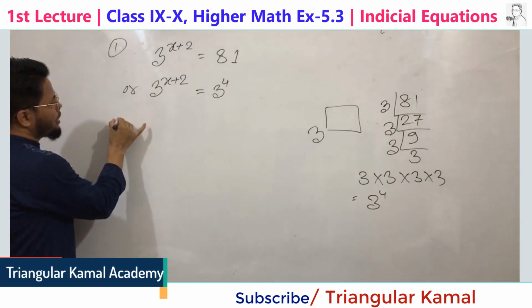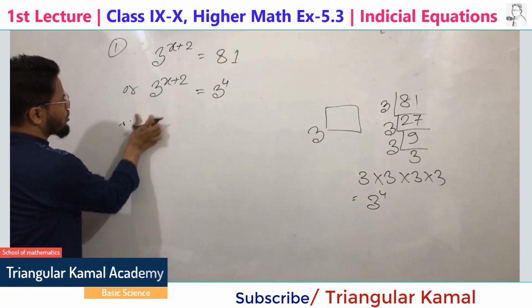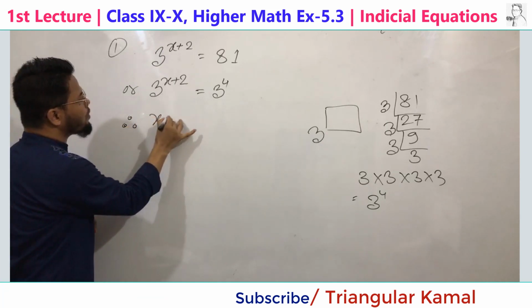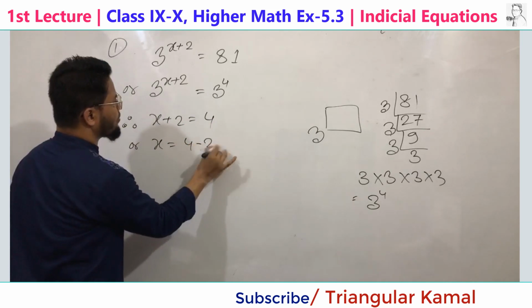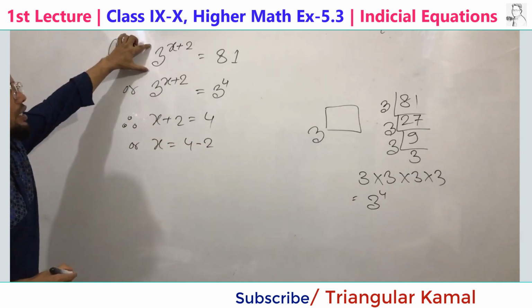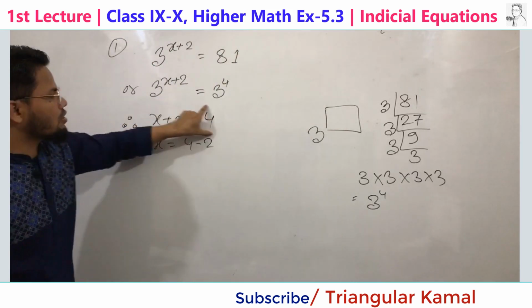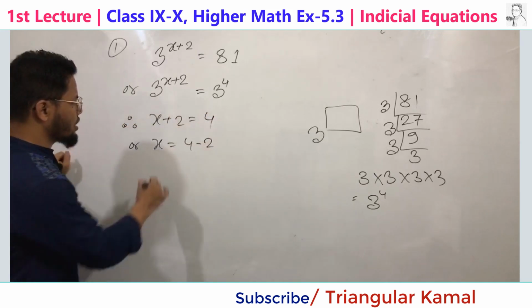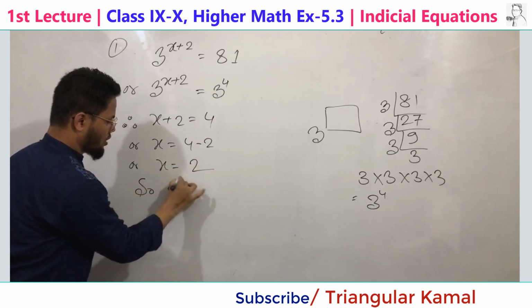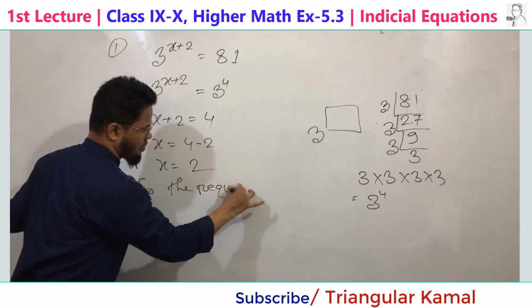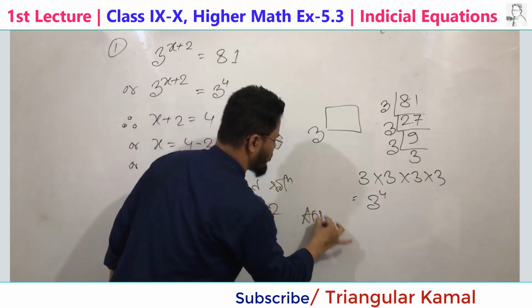Now here both bases are the same, so we can eliminate both bases. So x + 2 = 4, then x = 4 - 2. This line was an indicial equation, but here this is not an indicial equation. This is called a simple equation. Doing the calculation, the result is x = 2. So the required solution is x = 2, and you have to write the answer 2.